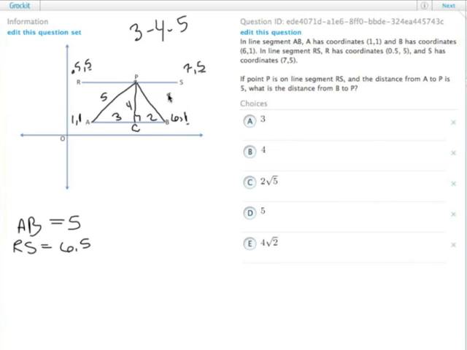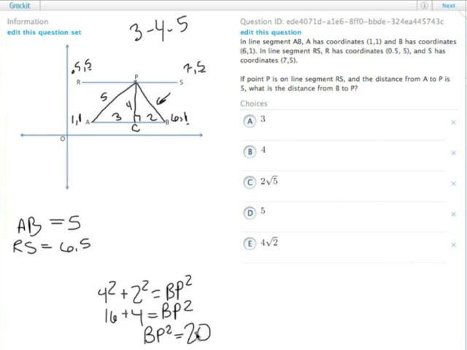Now we have two of the three sides of a right triangle, and we can use the Pythagorean theorem to find the rest of this mysterious line BP. So 4 squared plus 2 squared is going to equal BP squared. So 16 plus 4 equals BP squared. BP squared equals 20. Therefore, BP, because you can factor out a 4, 20 is 4 times 5, and so the square root of 4 is 2. BP equals 2 times the square root of 5. Answer choice C.